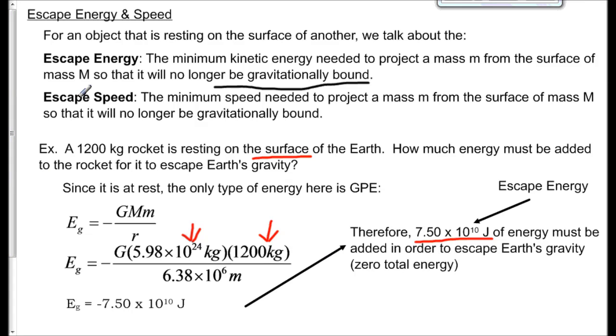And if we look at the escape speed, as I said here, it's the minimum speed we have to project this mass from the surface so that it's no longer stuck to Earth. Let's bring this closer to home a little bit, and figure out your escape speed right now. You're sitting probably at home or in school or wherever you are watching this video. What speed would you have to be traveling at right now to escape Earth's gravity and never come back?